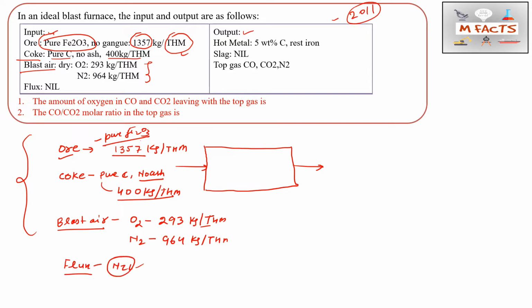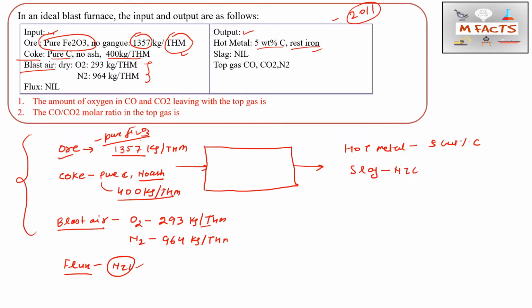Now the output section. What is the major output of this blast furnace? The major output is hot metal. The hot metal contains 5 weight percent of carbon and the rest is Fe. Slag is nil, meaning as an assumption they have taken that no slag is produced, but this is not possible practically.